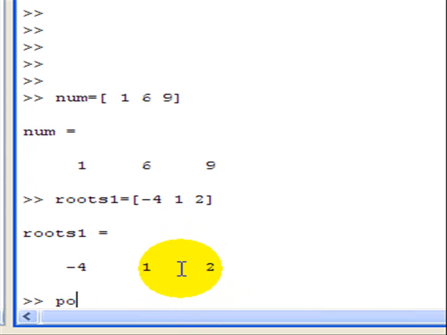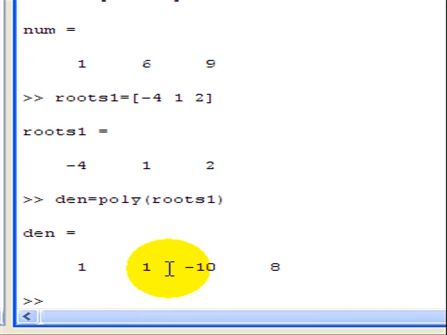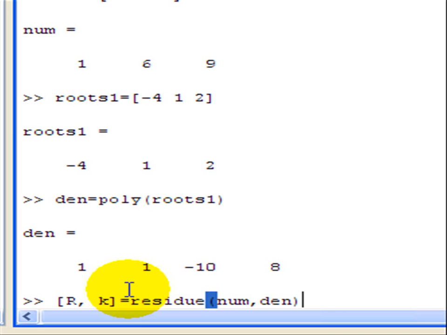We can form a polynomial in our denominator based on these roots. And we have s cubed plus s squared minus 10s plus 8. Now we use our residue function. R will give us the coefficients a, b, c. K will give us back our roots. And then we use the function residue and we put our numerator and our denominator.